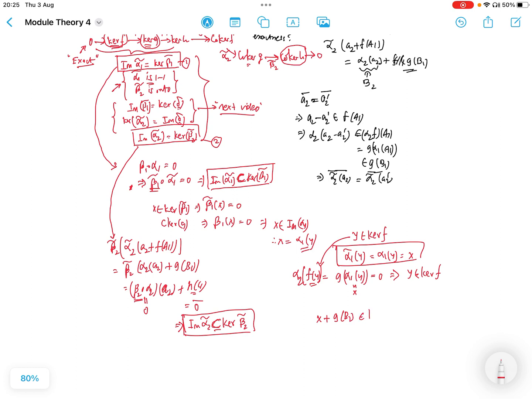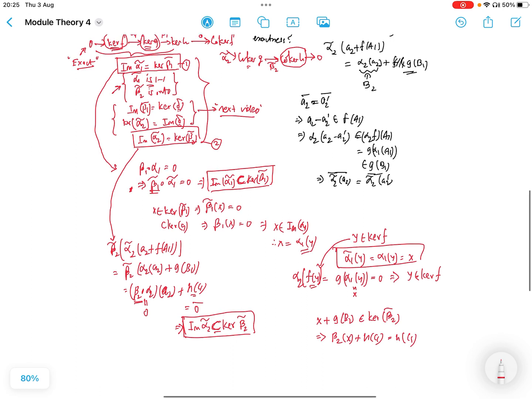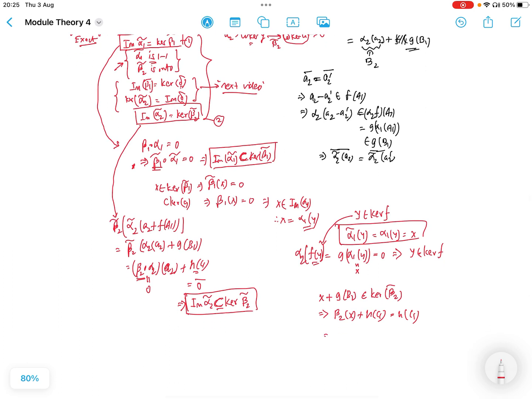Let me just take this from the kernel of beta 2 tilde. So this implies if we apply beta 2 tilde on that element, it will go to 0. Right? So this is just this plus h of C1, and this is 0. 0 means this is again h of C1, right? Because 0 is inside the co-kernel of H. So this is just H, and that implies that beta 2x is actually inside the image of H.